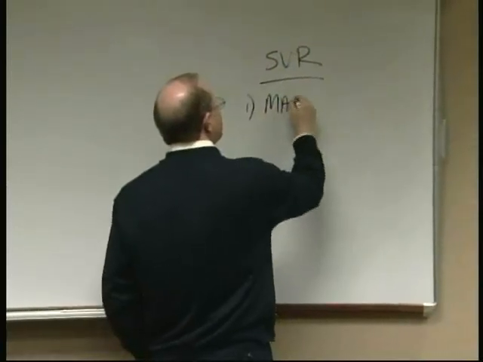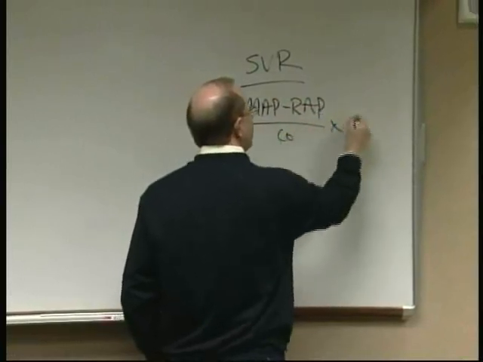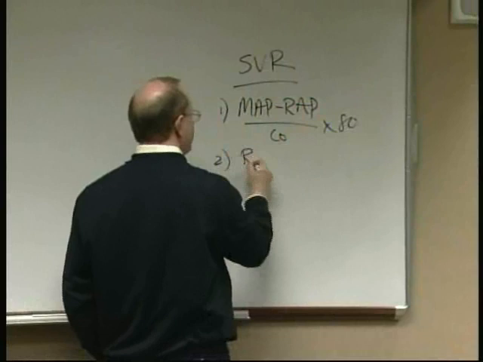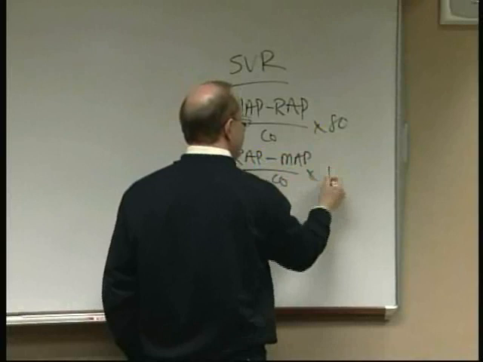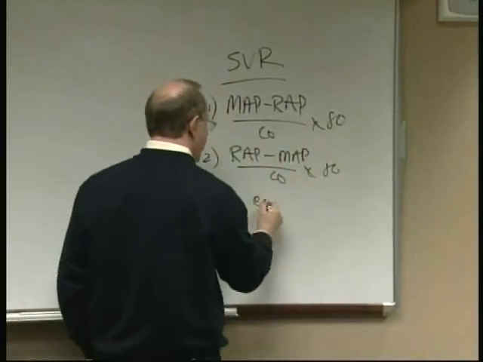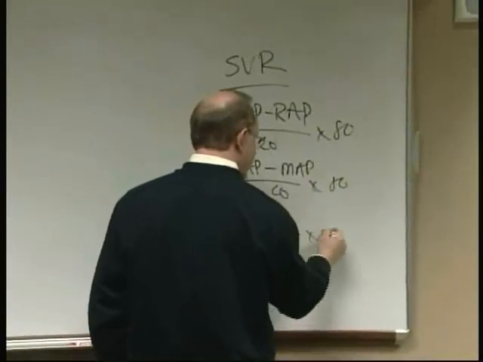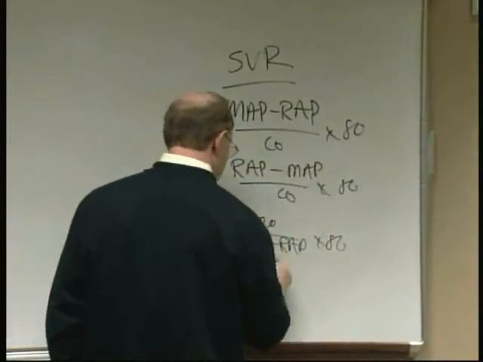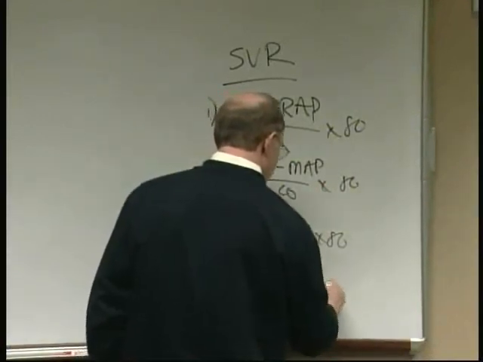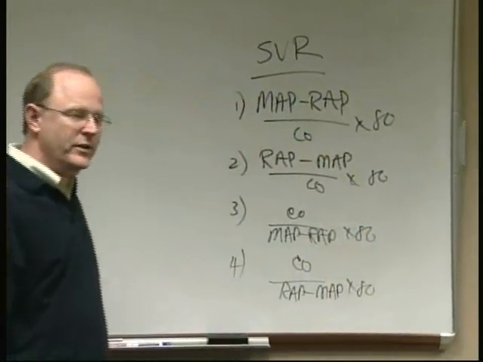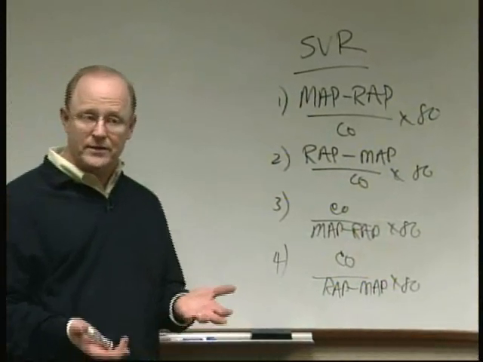Okay, mean arterial pressure minus right atrial pressure over cardiac output times 80, or right atrial pressure minus mean arterial pressure over cardiac output times 80, or cardiac output over mean arterial pressure minus right atrial pressure times 80, or cardiac output over right atrial pressure minus mean arterial pressure times 80. That'd be a nice test question, wouldn't it? You'd sit there and go, how am I supposed to remember that? Well, you're not supposed to memorize it. That's how you're supposed to remember it.